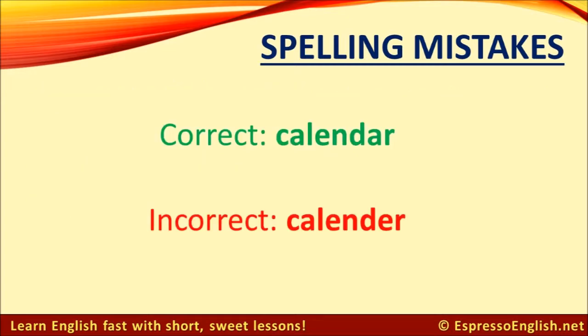Okay, let's look at these mistakes. The correct way to spell the word calendar is with AR at the end. You might notice that when we pronounce it, "calendar," it sounds like ER, but when we write it, the correct way is to use AR.